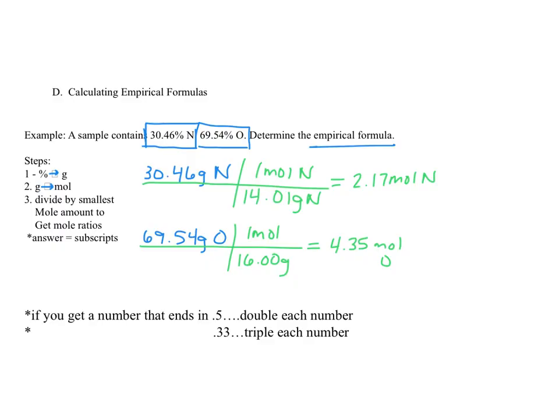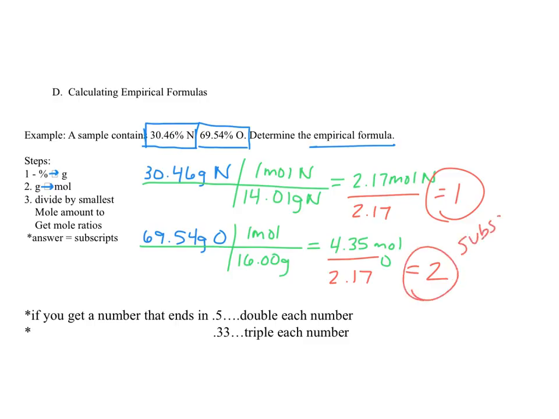Step number 3 is to take the smallest amount of moles, which in this case is 2.17, and divide each number by that. What that does is it gives you a ratio of how those things react together to form a compound. So these two numbers become your subscripts in your formula. So my subscript for oxygen is going to be 2, my subscript for nitrogen is going to be 1. So I'm just going to have NO2 is going to be my empirical formula for that substance.